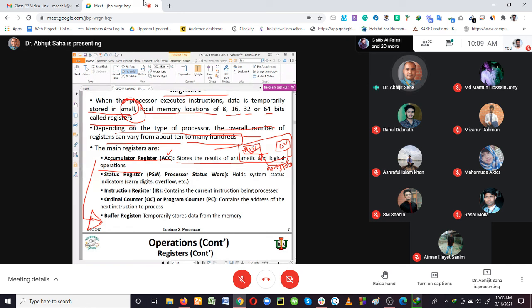When this execution unit does the operation, the addition of 3 to 5, it knows the result is going to be 8. The result it got is first placed into the accumulator register. So the 8 is placed here, and from that place it is delivered to the RAM. Clear? What is the ACC?